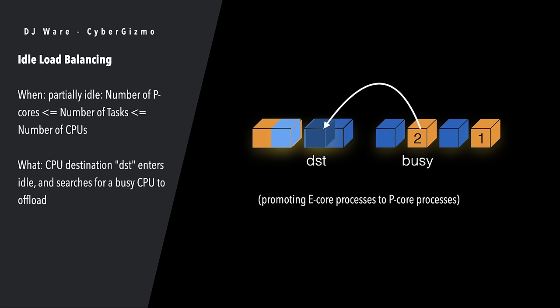So in our first case, we have idle load balancing, where we're simply looking for the highest performance core that is in alignment with the process's class, identified based on the ISA it's using. It'll enter this state if it is partially idle, the number of P cores is less than the number of tasks, and that's less than the number of CPUs on the system. So in this case, the destination, the one that's going to receive the process, will enter idle, the idle load balancer, which will then search for a CPU that's busy but may not be running the right workload. So in other words, it's possibly unbalanced. So it spots one that's a two, that's higher than the other one down at the end, which has a one. So it schedules it to be moved, and it gets moved over to the P core. And that solves the balancing problem for that particular instance.